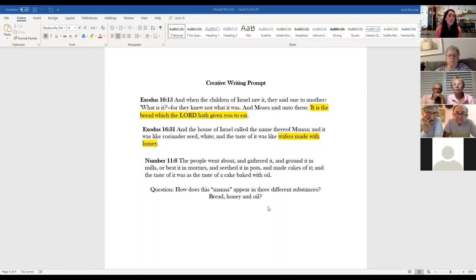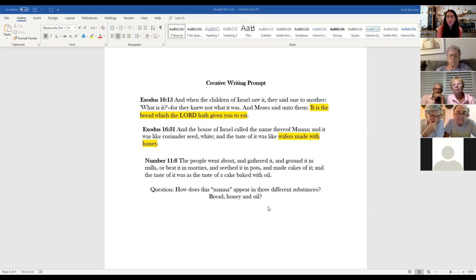And then if you go all the way to Numbers 11:8, it's described differently. The people went about and gathered it and ground it in mills or beat it in mortars and seethed it in pots, made cakes of it. And the taste of it was like a cake baked with oil. So really rich, and it tastes like oil.